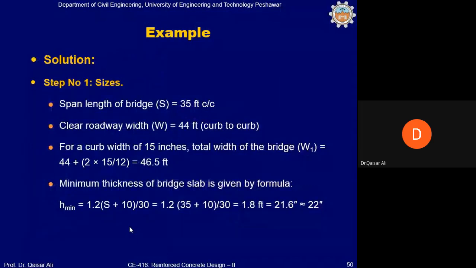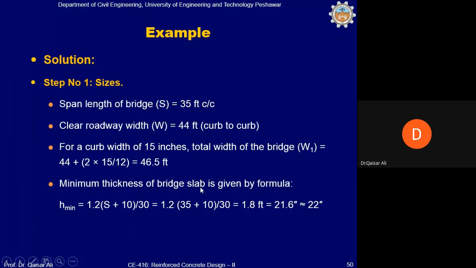Okay, we will start now designing this slab bridge. The span length of the bridge is given as 35 feet center to center. The clear roadway width is 44 feet curb to curb, as shown in the figure. Now for a curb width of 15 inches, the total width of the bridge is 44 plus 2 into 15 divided by 12, which is 46.5, although it is given in the figure.